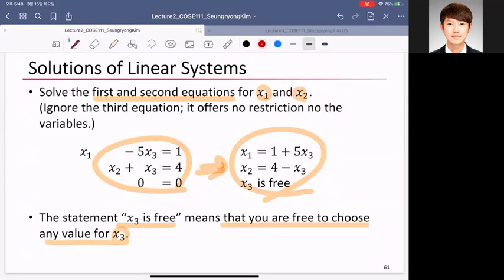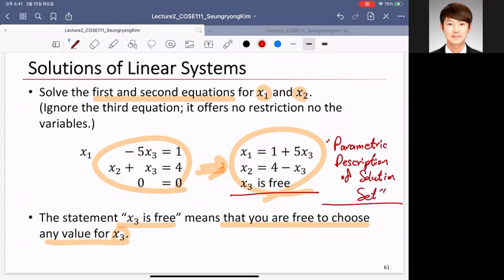Anyway, this kind of representation is called a parametric description of your solution. That's why we induce REF form, to represent your solution space in a parametric description.